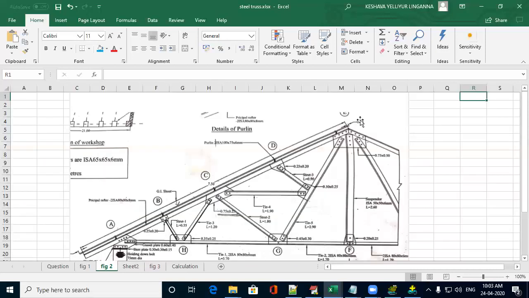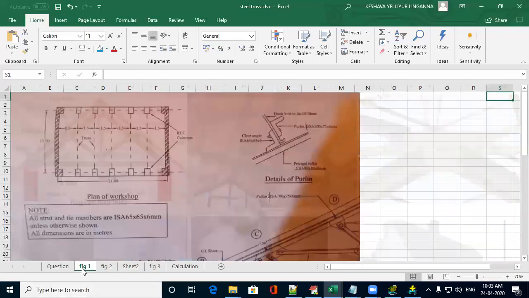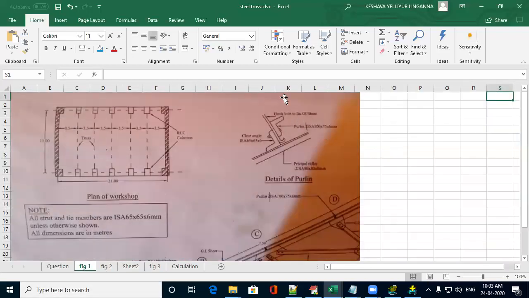In this diagram, this is a rafter, and above that you can see the arrow mark saying GI sheet. Above this rafter, the first double line is rafter and the second double line is galvanized iron sheet, and in between them you can see these marks. These are purlins and cleat angle. You can see the detail here.